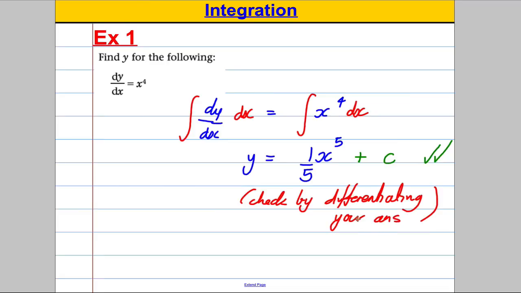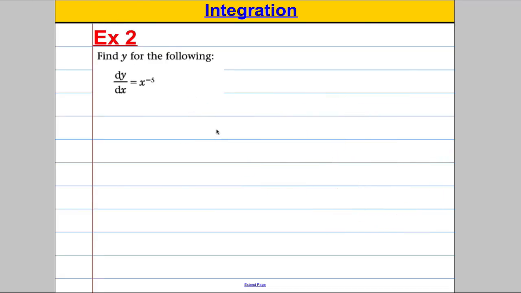And we're always going to do a quick sense check for that. Okay, next example. Find y if dy by dx is this. So I'm going to give myself plenty of space. So let's have a look. dy by dx equals x to the power of negative 5.